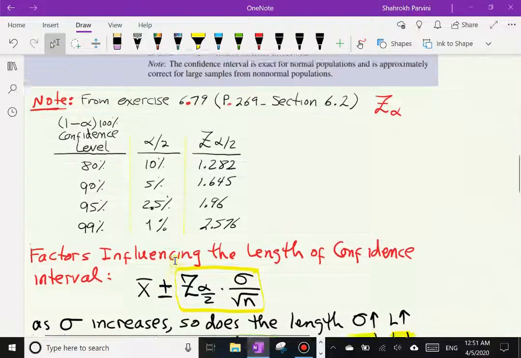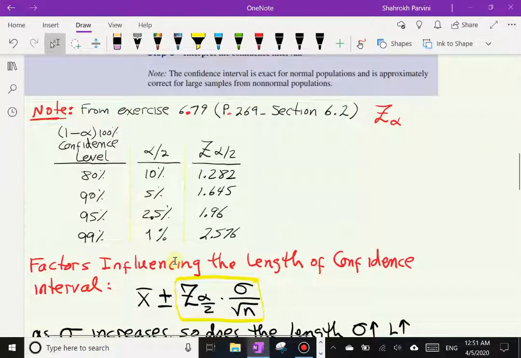Here I have a list of factors that affect the length of the confidence interval. The part that's plus or minus is what actually creates the interval for us. X bar, by the way, is your point estimate here. So the beauty of a confidence interval is this: it has the point estimate in it, plus or minus the number, which later on we'll see in the next section. We call that margin of error.